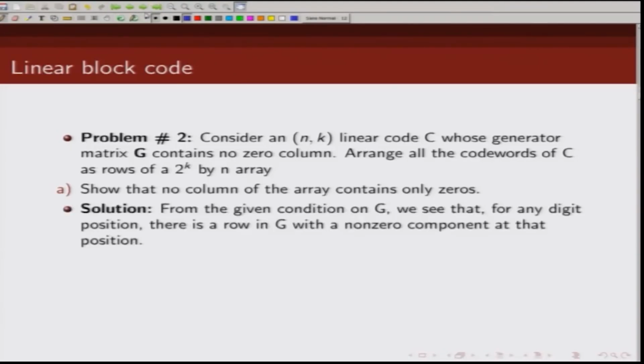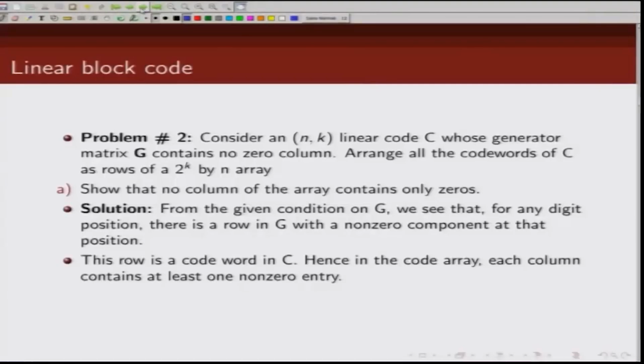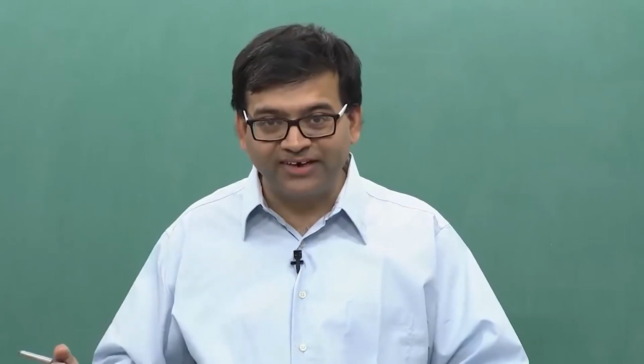Now please note that we have been given that this generator matrix G does not contain any 0 column. So from the given condition on G, we can see that for any bit position, there is a row in G which has a non-zero component at that particular bit location. And if this is true, how do we generate the code words? We generate the code words by linear combination of the rows of this generator matrix.